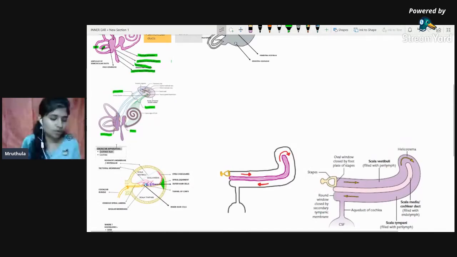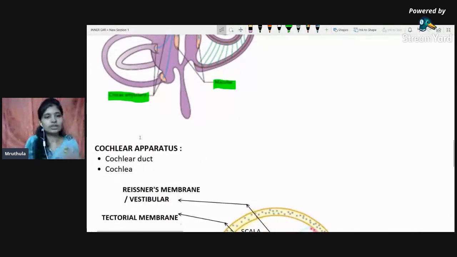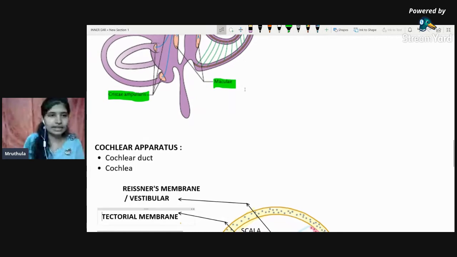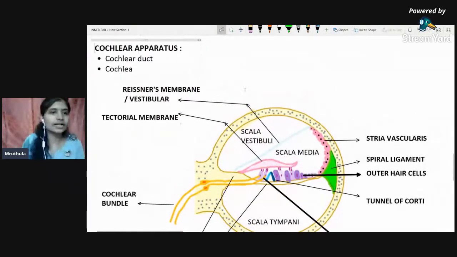Now, let us see about the cochlear apparatus. By this time, I would also like to mention that the macula is responsible for static balancing and the crista is responsible for kinetic balancing. This will be dealt with later. Now let's see about the cochlear apparatus.